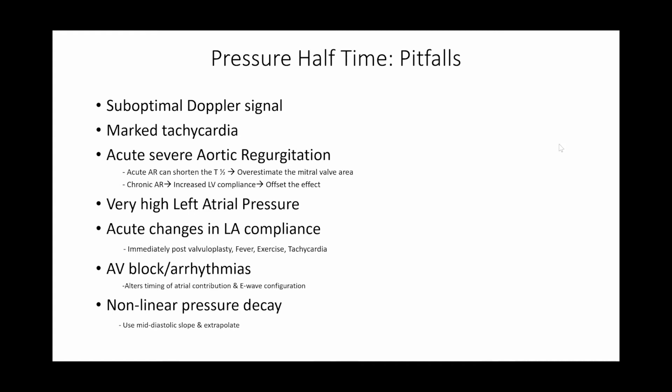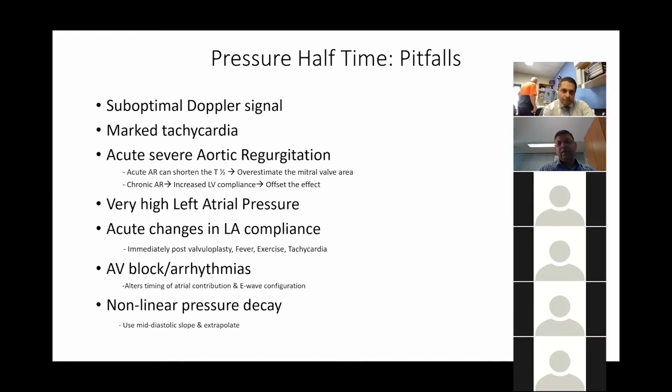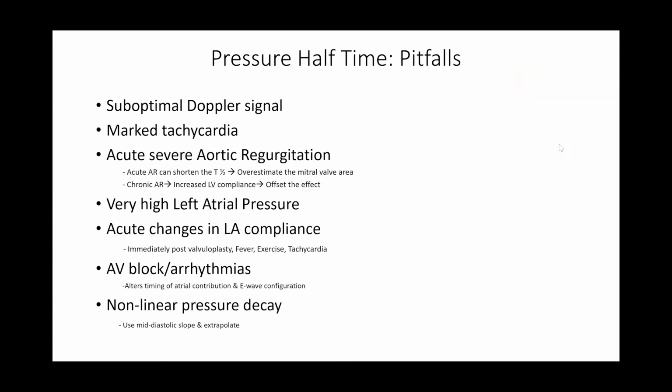Aortic regurg, it's very interesting. If you have acute aortic regurg, then it will shorten your pressure half time, and it means that it will overestimate the mitral valve area. When I was preparing this talk, I read a few papers. It's very interesting that aortic regurg has a very variable effect on the pressure half time. If it is acute regurg, it will overestimate the mitral valve area.